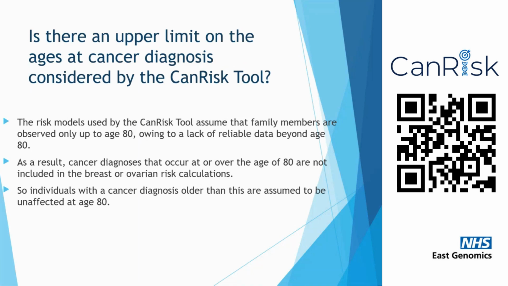With CanRisk, they take the upper age for everybody as being 80. So if you've got a grandparent in there that developed breast cancer at the age of 90, that won't be counted into the assessment. And also when they're doing the calculations, there's in a way no point in putting a 90-year-old in there to try and work out their risk of developing a future cancer, because it will only give the risk assessment up to the age of 80.